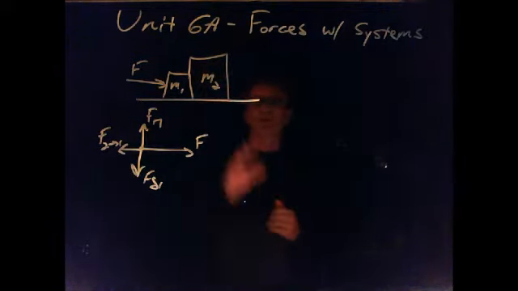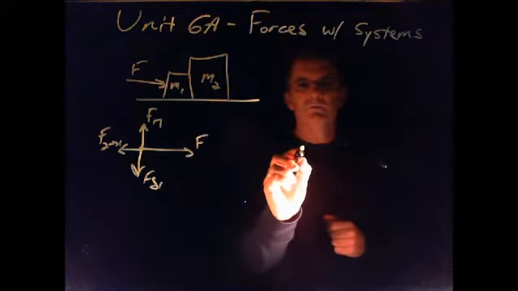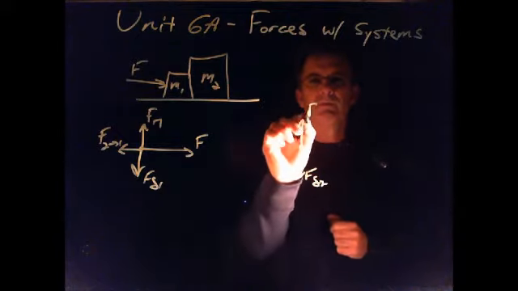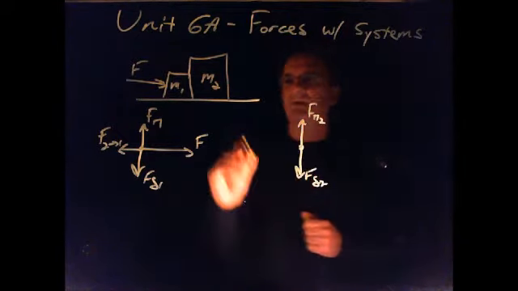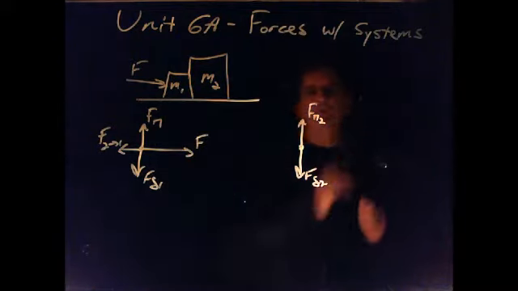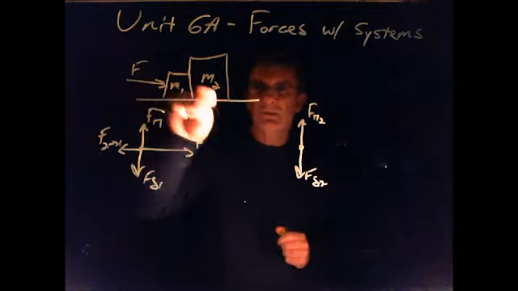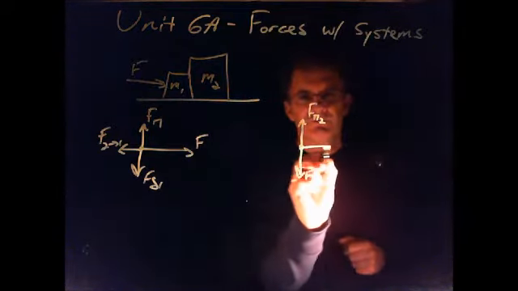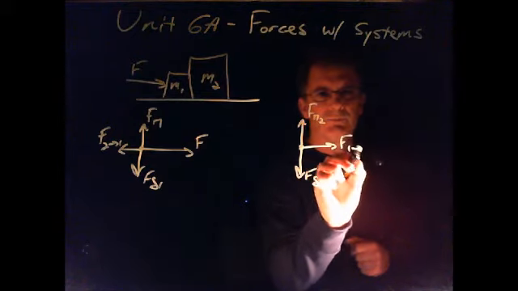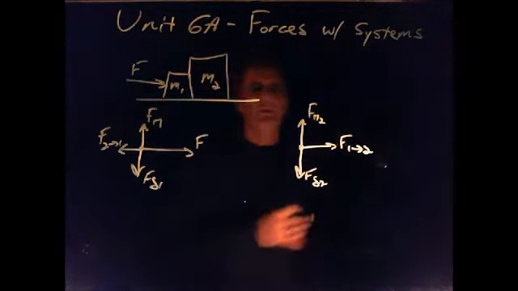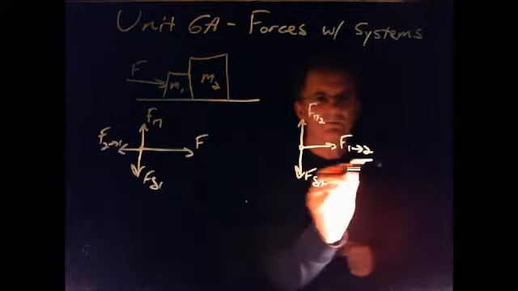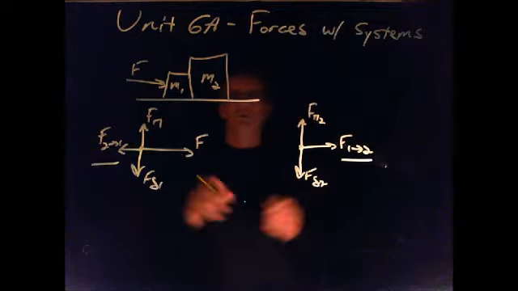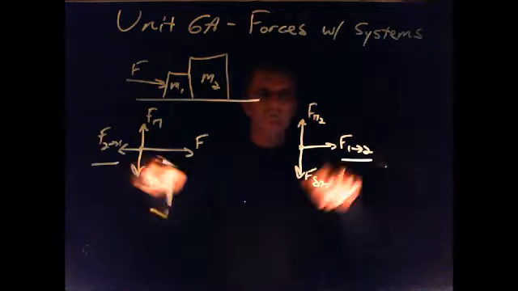Great. If I looked at my forces on M2, we have gravity, we have normal, and we have the force from M1 pushing on M2. This force is not pushing M2, this force is pushing M1. And so we have a force from M1 pushing onto M2. Now, Newton's third law, these two forces have the same magnitude, just opposite directions. So these two forces are actually equal.